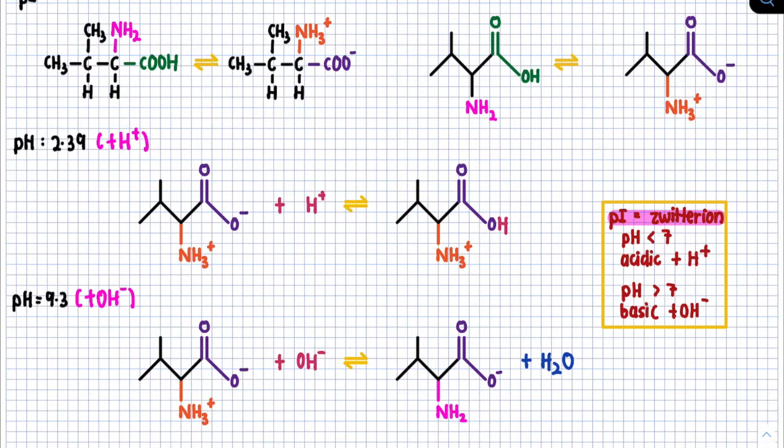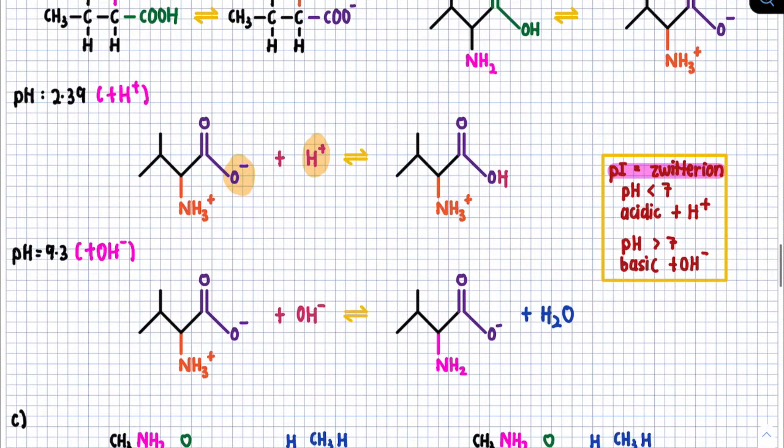Okay, so H plus yang here, it will react with which part? H plus akan react dengan yang opposite dia. Dia tak nak dengan NH3+, it will react with O minus. So what happen? COO minus jadi COOH. NH3+, maintainkan sahaja. Okay, if the pH is 9.32, again, OH minus ni, dia tak nak react dengan O minus yang ni. It will react with our NH3+.